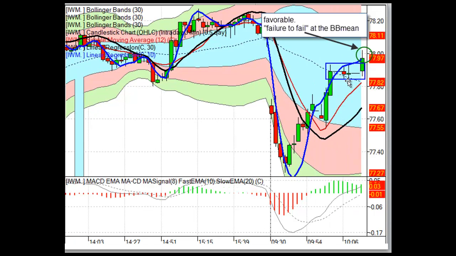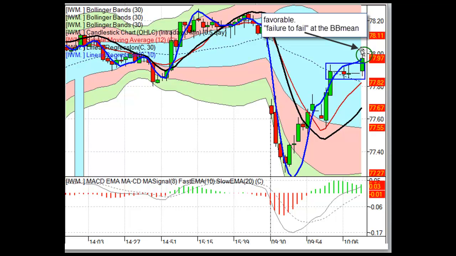So what price actually does is neither go up nor fail, but it goes sideways for a period of 1, 2, 3, 4, 5, 6 candles. So 18 minutes in a very tight sideways quiet channel, and consider that to be favorable. Failure to fail at the Bollinger Band mean is information, and that's information that the next leg may be up.